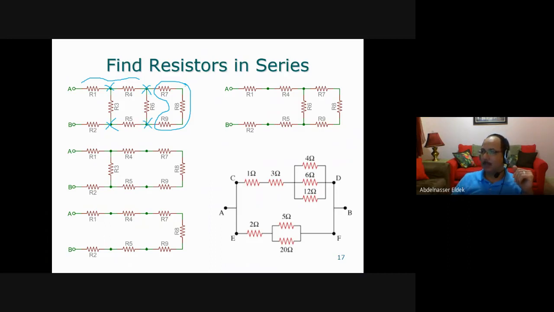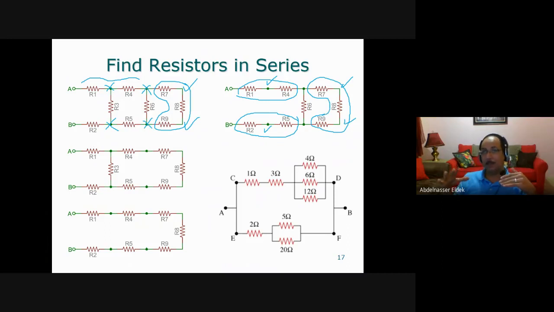But here, these two are connected. This is a series node. This is a series node. Look at this one here. This is a series node, this is a series node. This one is a series node also. This one is a series node. Then these two are in series. These two are in series. And these three resistors are in series. They are all in series.